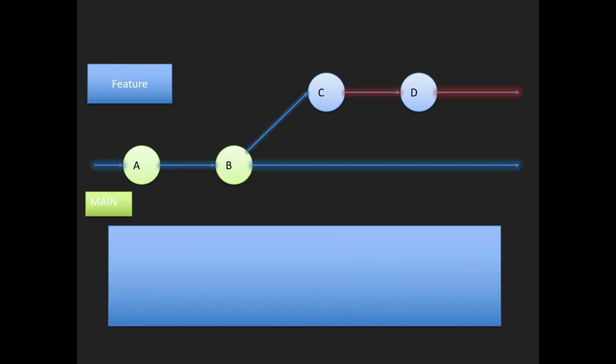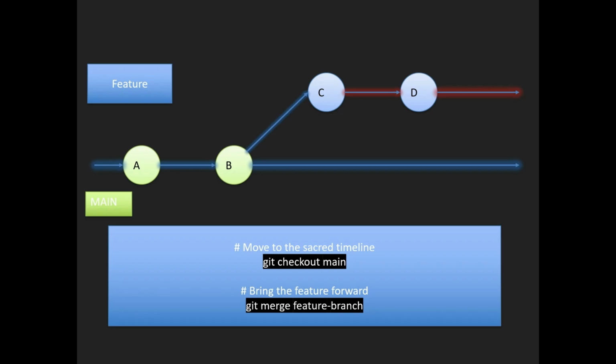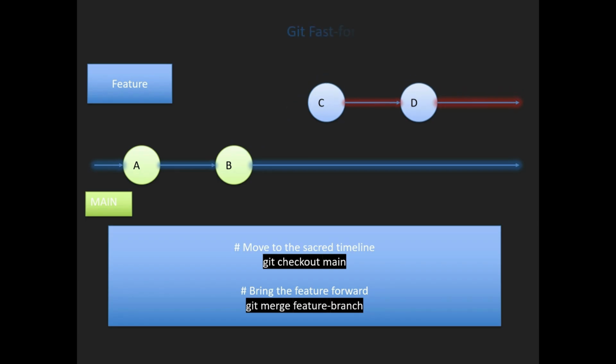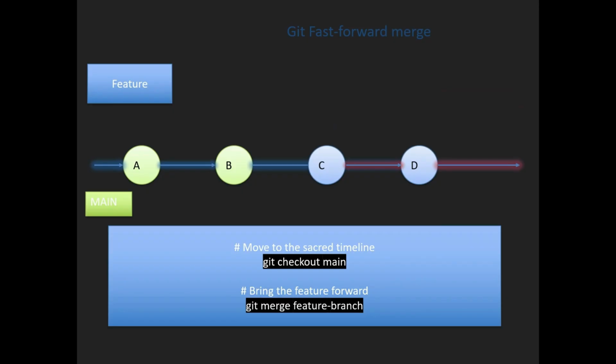The feature branch will have its own independent commit history, and they do their own work. Once this is done, we want to move back to the main timeline using git checkout main, and bring in the feature branch using the command git merge feature branch. This is how the fast-forward merge is taken care of by Git.